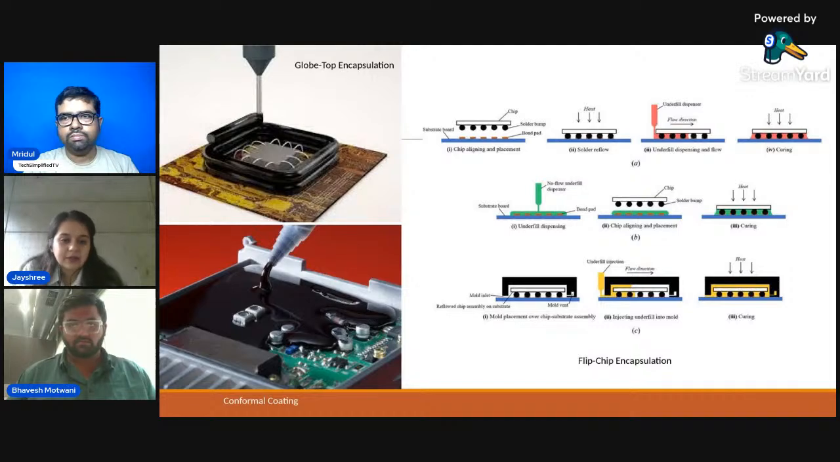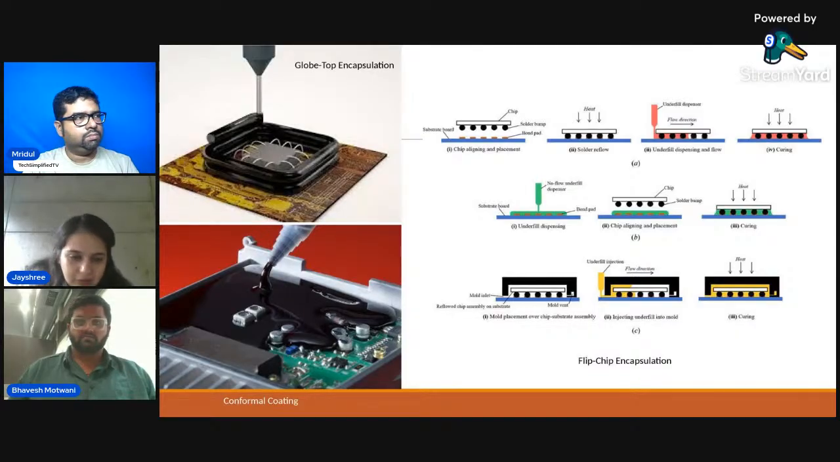In this glob top there are pros and cons also. Basically it's excellent for mechanical protection, has good moisture resistance, and it's widely used for wire bonded packaging like QFP and DIP, as we understood from the types of packaging. The limitation is that it's not suitable for open dies where individual inspection is needed.